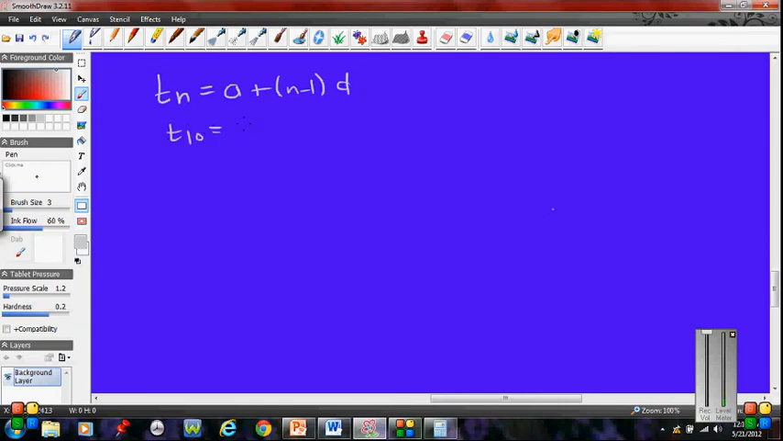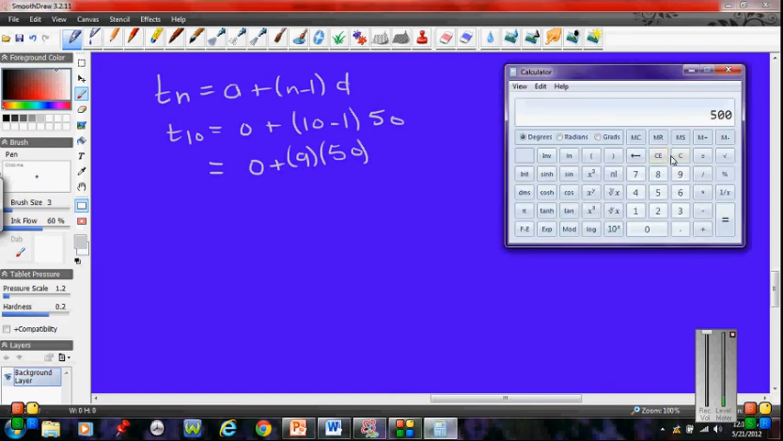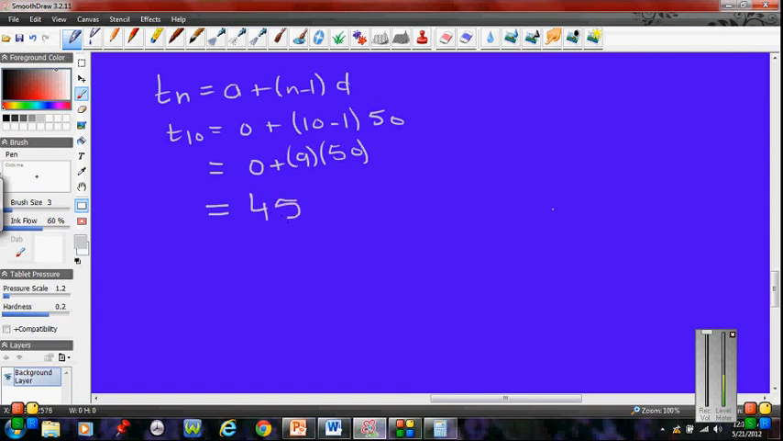T10 is the value we're finding, so a, we know, is 0, plus n, which we know is 10, minus 1, and d we know to be 50. So easy enough. Now we solve 0 plus 9 times 50. Just to make sure that everyone out there gets it as well, 9 times 50, what does that give us? It gives us 450.